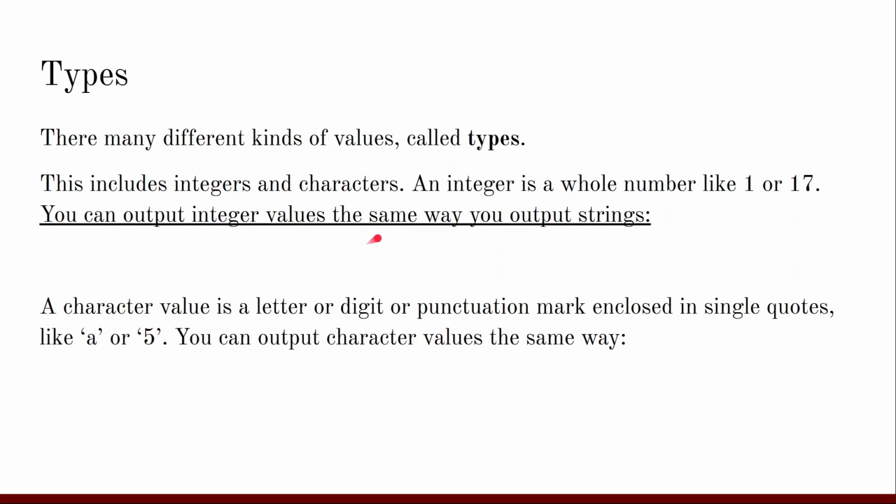And their types are important. There are many different kinds of values, like the types that we just discussed, that we have different data types. We have the integer data type, that means we can have whole numbers like 1 or 17. And then if it's a character data type, then we have single characters like a or 5. All right.